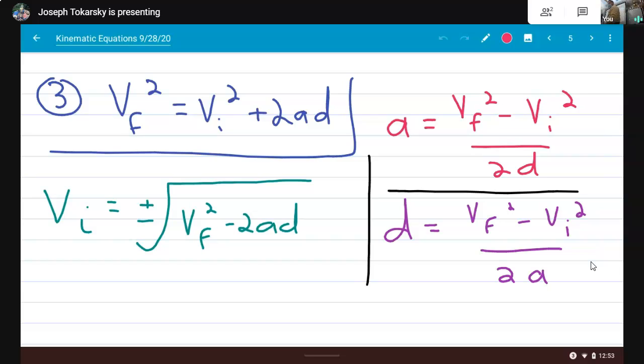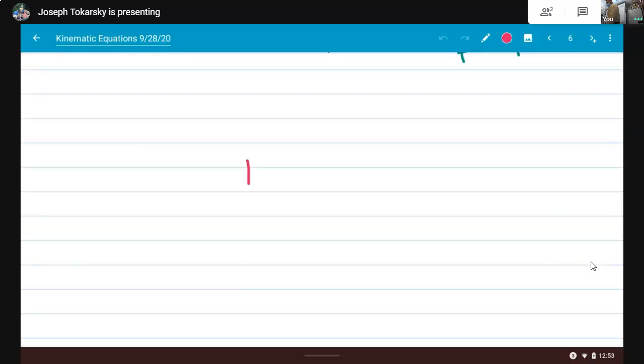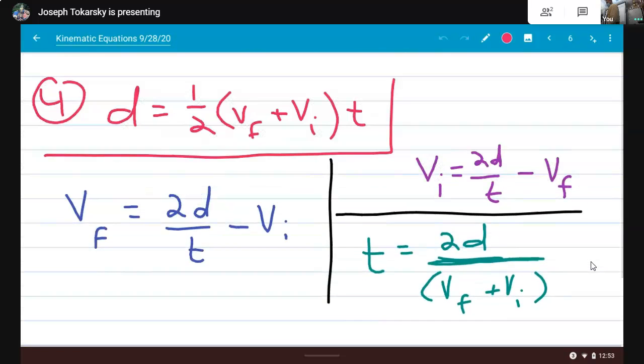All right, final equation. For whatever reason, most years, I think this is one some struggle the most with, getting it right, rearranging when we have to solve it for Vf or Vi. So let me just go over something real quick about that.